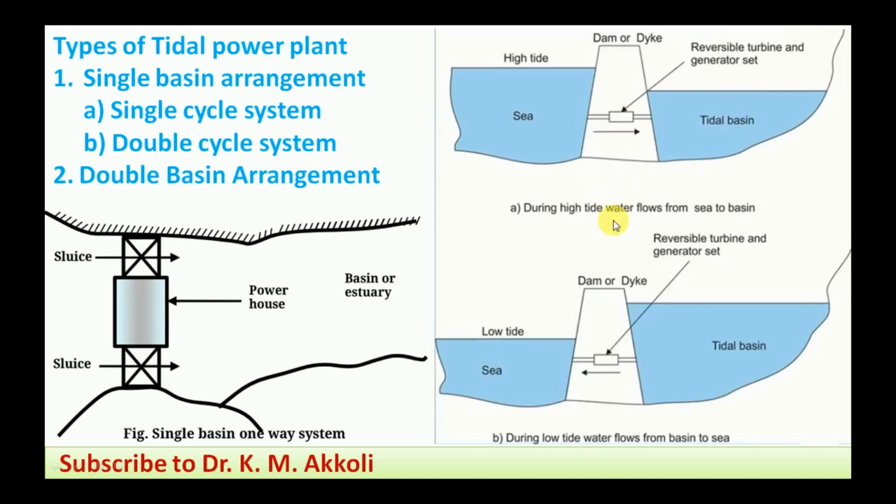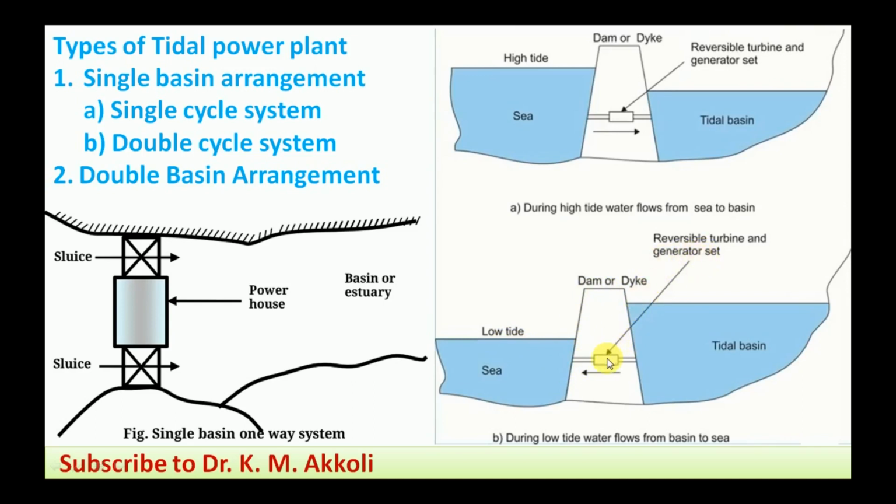Then later, during one cycle, whenever the moon is in front of that surface, we are going to get the high tide. When the moon gradually goes away from that surface and reaches the opposite side, the low tide will occur in the sea. Then during that time, whatever sluice gates are there are set. Okay, then the turbine will be reversed.